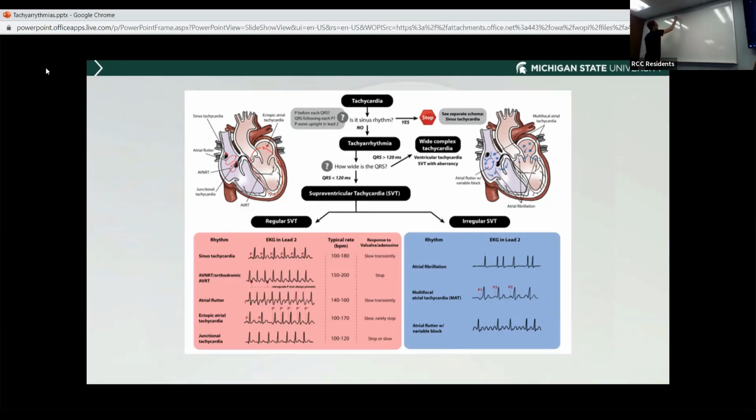Okay, sounds good. So we have tachycardia, so heart rate above 100. You ask yourself the next question, which is the QRS, 120 milliseconds. So you will define it as narrow complex or wide complex, and then you will divide, based on the RR interval, into regular and irregular narrow complex tachycardias, and the same in the wide complex tachycardia.